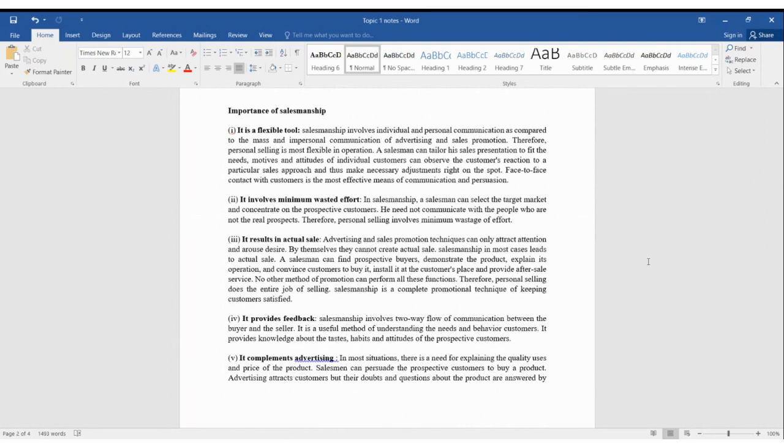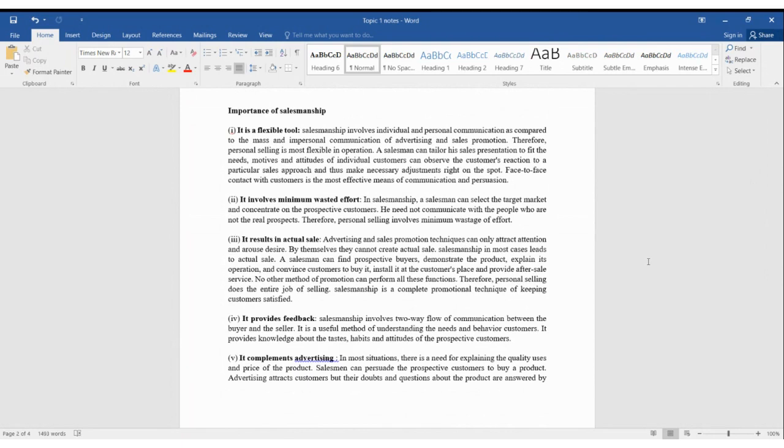Another importance of salesmanship is that it results in actual sales as compared to other methods of promotion, for example, advertising or sales promotion. The technique can actually attract the attention and arouse the desire of the customer. In this case, a customer can make a decision to buy the product. And in this sense, it leads more to sales success than many other methods that have been used.